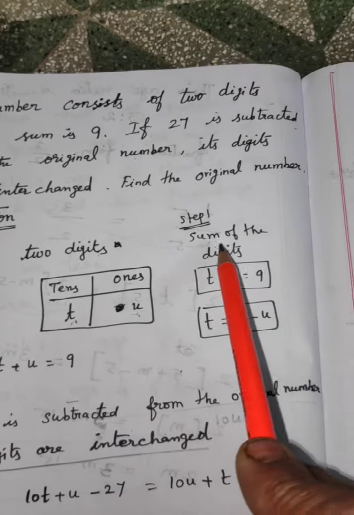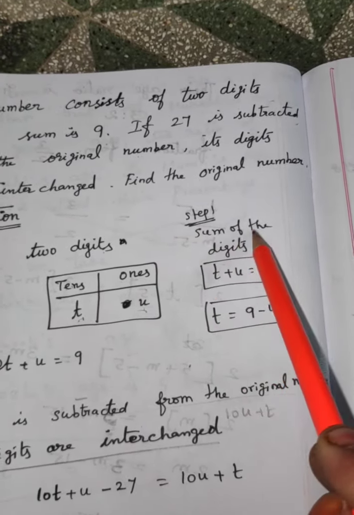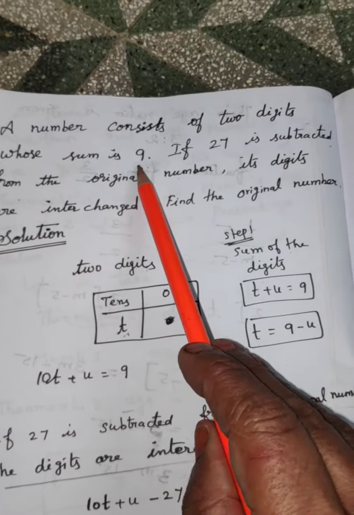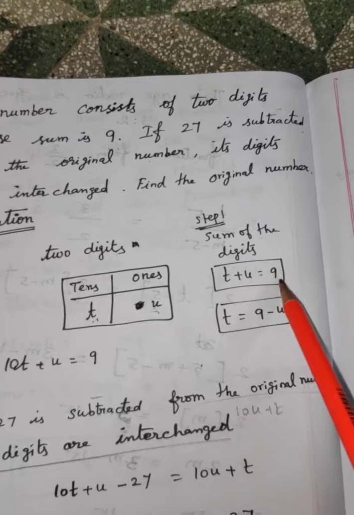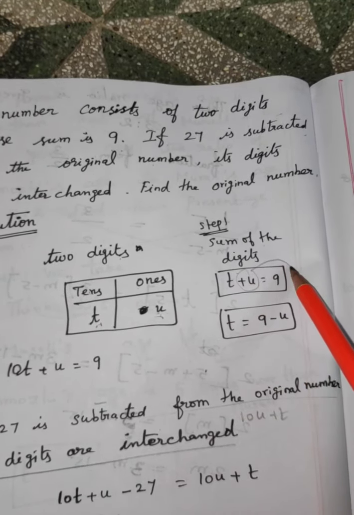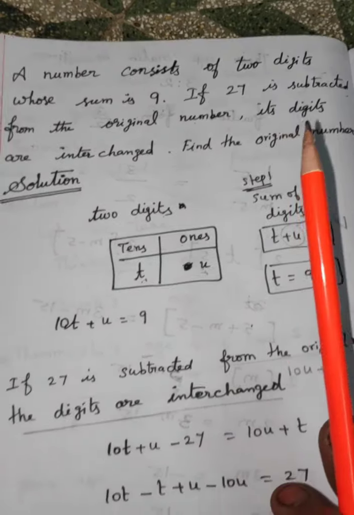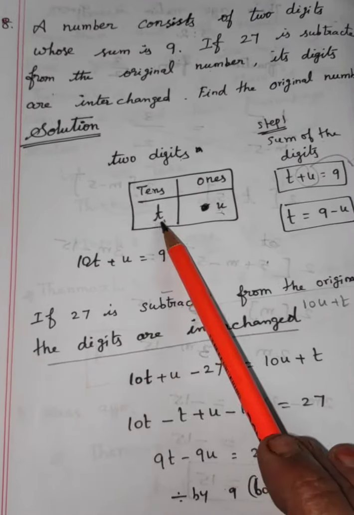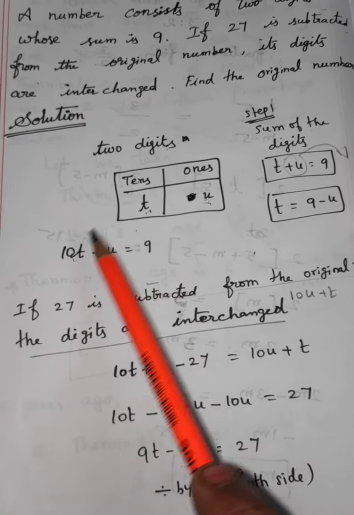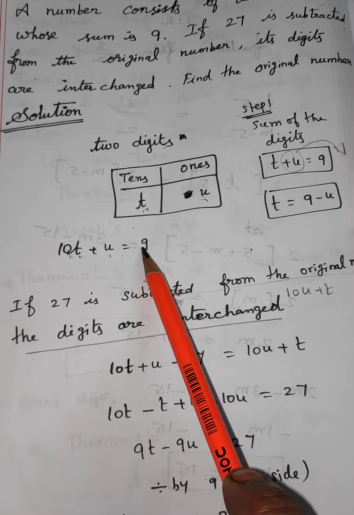Now, sum of the digits. Step 1: sum of the digits, these two numbers add, and the answer is 9. So T plus U equals 9. T equals 9 minus U, with U changing to the right side as minus. Next, for the tens place the symbol is 10T, so the number is 10T plus U.